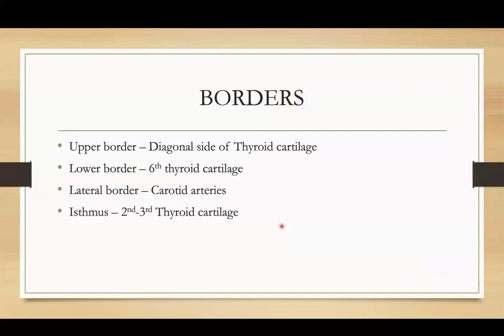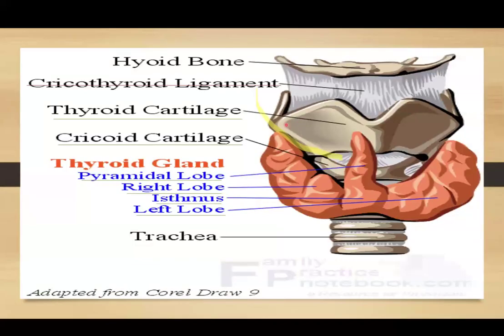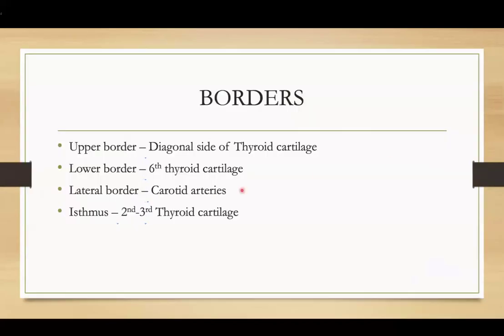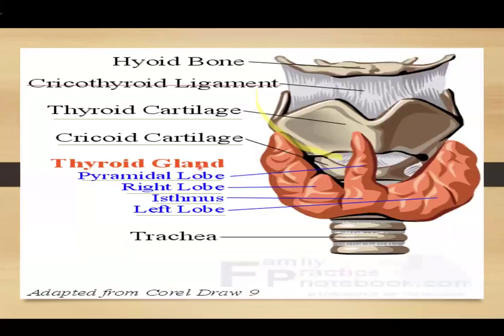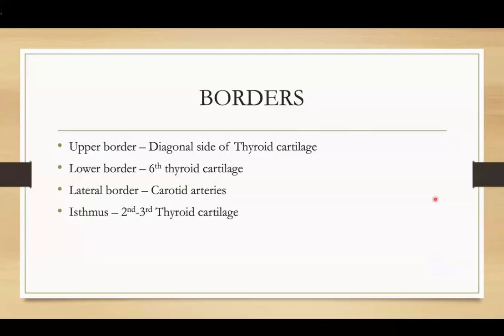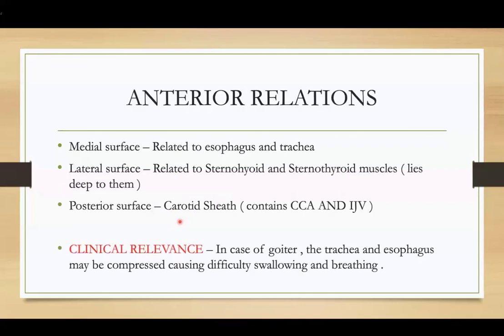The borders: the diagonal side of the thyroid cartilage is the upper border. So the diagonal sides, which is this. The lower border is the sixth thyroid cartilage. The lateral borders are the carotid arteries, and we'll delve into this in a minute. And then the isthmus is at the level of the second and third thyroid cartilage, which we already said.